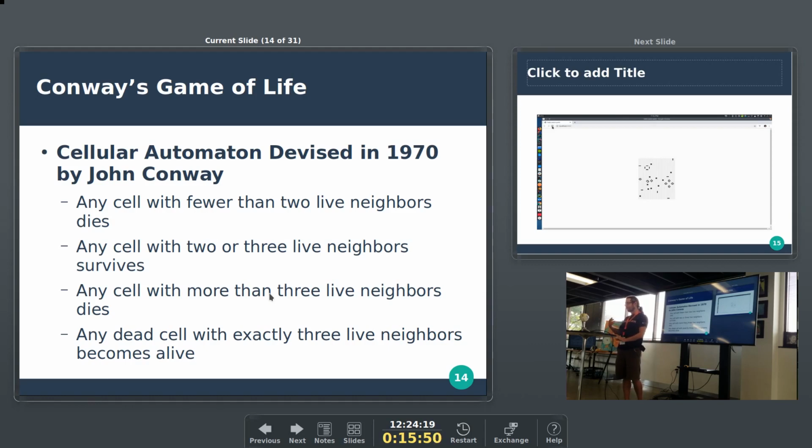Another thing that we talk about in computer science that's outside of the fractals, but has a lot of the same properties, is the concept of cellular automata. I'll show you briefly one of the most famous ones, devised in 1970 by John Conway. Some people in here may have heard of it. It's Conway's Game of Life. It's got 4 extremely simple rules. Any cell with fewer than 2 live neighbors dies. Any cell with 2 or 3 live neighbors survives to the next turn. Any cell with more than 3 live neighbors dies. And any dead cell with exactly 3 live neighbors becomes alive, as though there was a birth on that square.